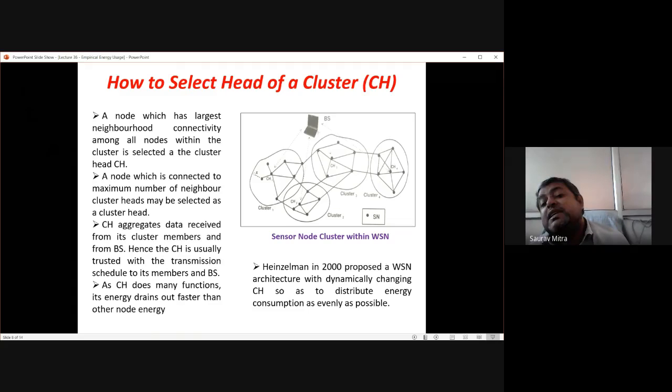A node which is connected to many other cluster heads can be selected as a cluster head. The cluster head aggregates data received from its cluster members, which are simpler nodes, and from the base station. Hence, the cluster head is usually trusted with the transmission schedule to its members and the BS. BS is nothing but base station. So this is the base station, and these are other members.